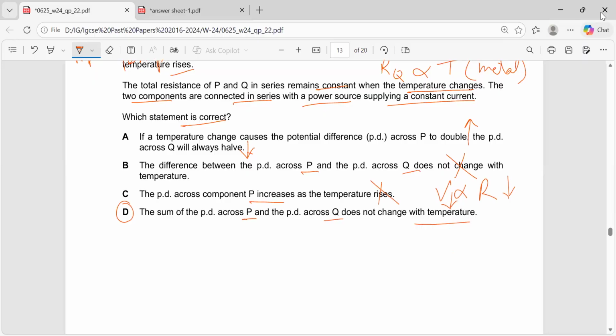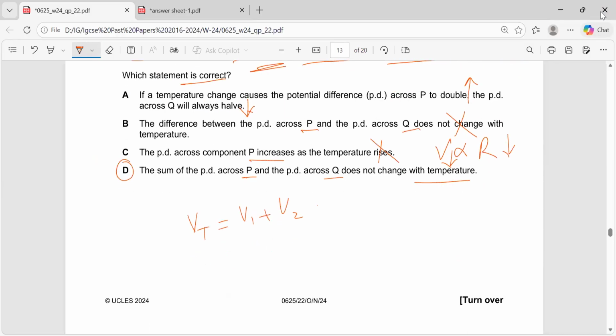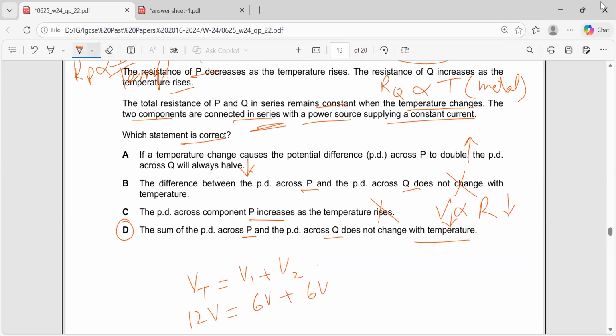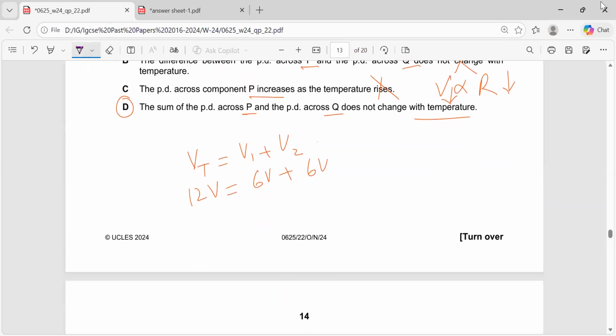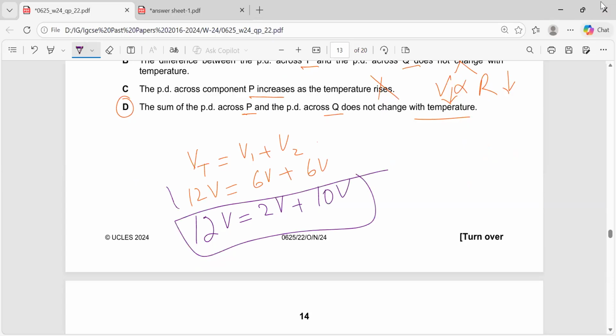The reason is, see, this is connected in series. In series, V total is equal to V1 plus V2. Let's suppose V total is 12 volt. Now, in the beginning, we are assuming 6 volt here and 6 volt here. Then, my dear friends, what happens? Temperature changes. Total is still 12 volt. Let's suppose temperature is increased. So this resistance will be decreased. Here it is only 2 volt, but then here it will be 10 volt. Total will still stay what? Constant in any case. So correct answer is only D.